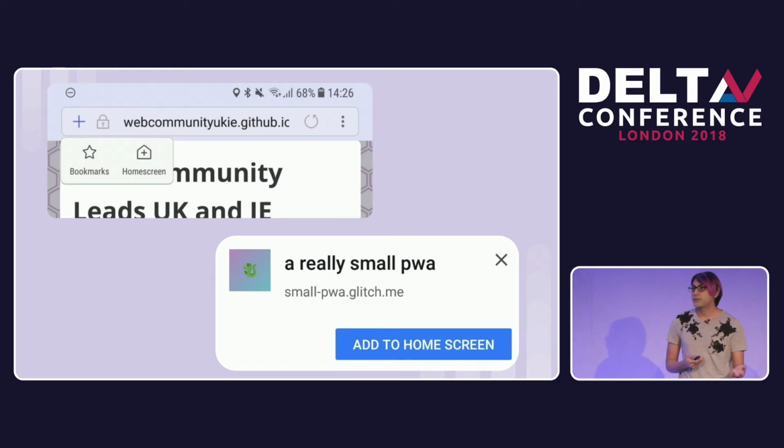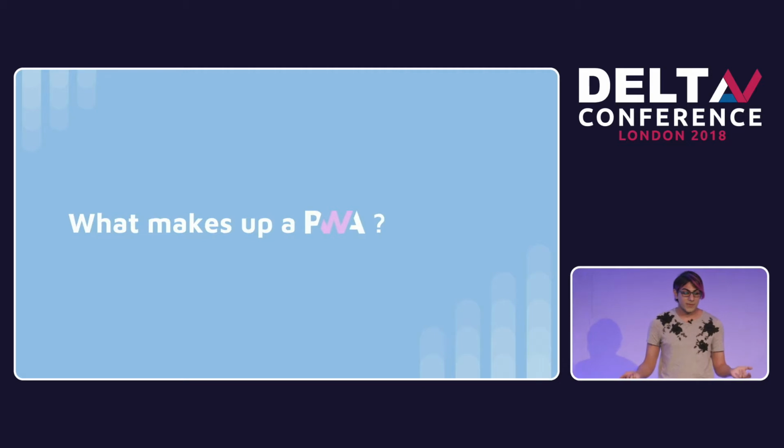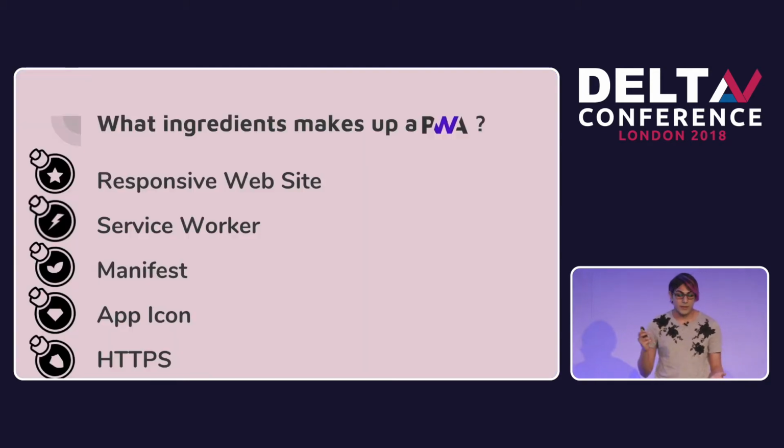And by add to your phone's home screen, some browsers have little icons, like a big plus to add it to your home screen, or a big banner which says add to home screen, and which behaves like a native app. So what makes up a progressive web app? Again, there's arguments about what this can and can't include, but for this talk: a responsive website, a service worker, a web app manifest, an app icon, and HTTPS.